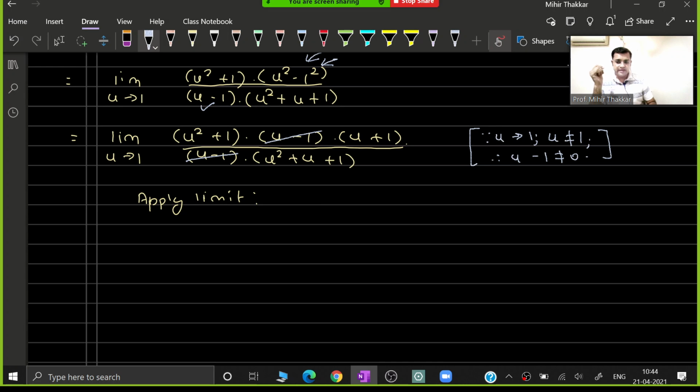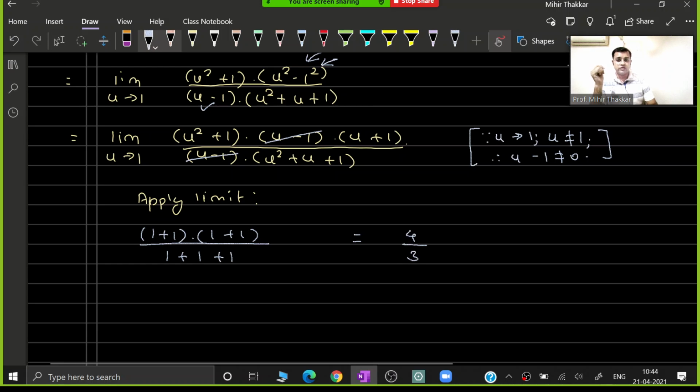So if you apply the limit, you will get 1 square plus 1, that is 1 plus 1. For the second term, it is directly 1 plus 1 divided by 1 square plus 1 plus 1. So that comes out to be equal to a simple value 4 upon 3.